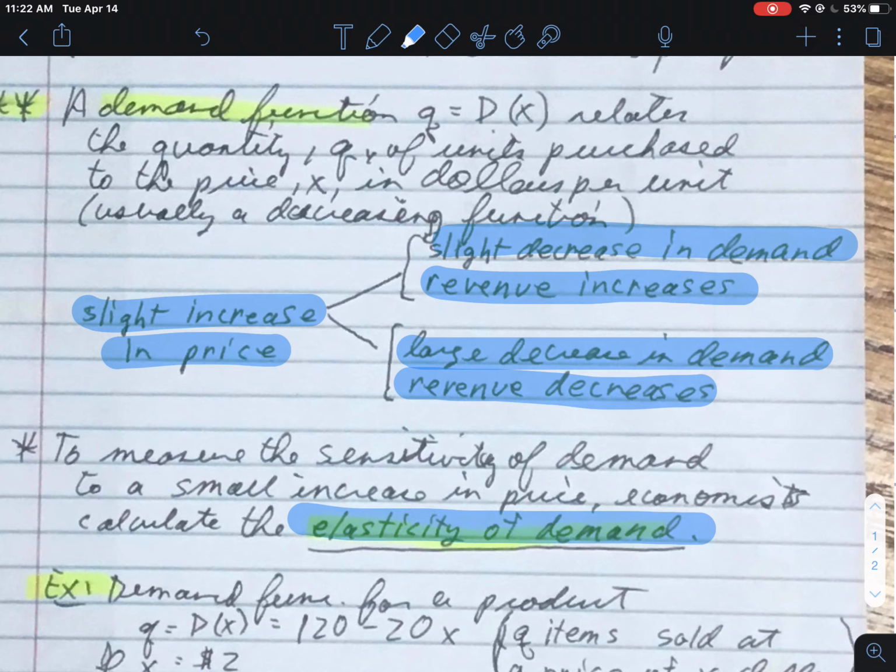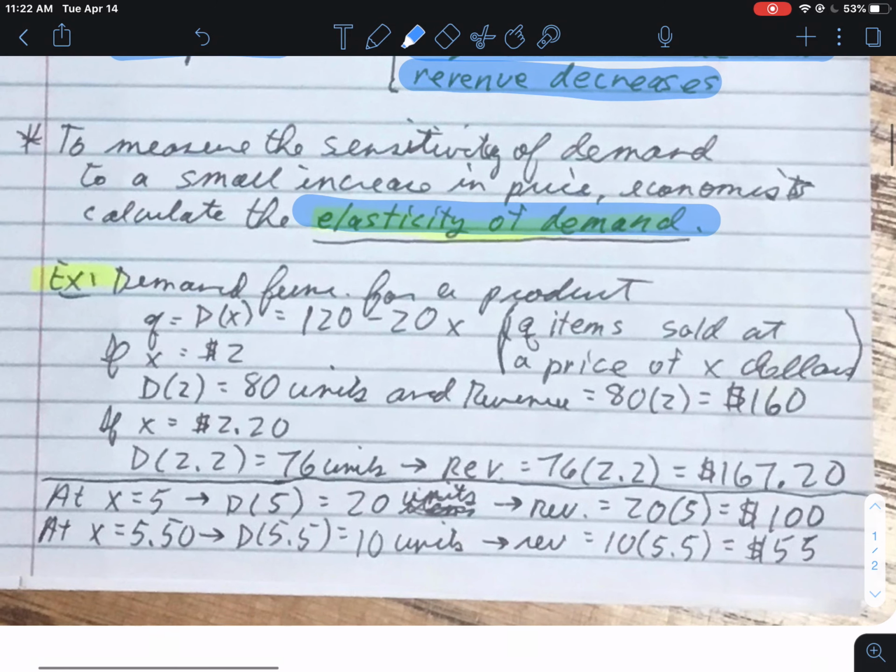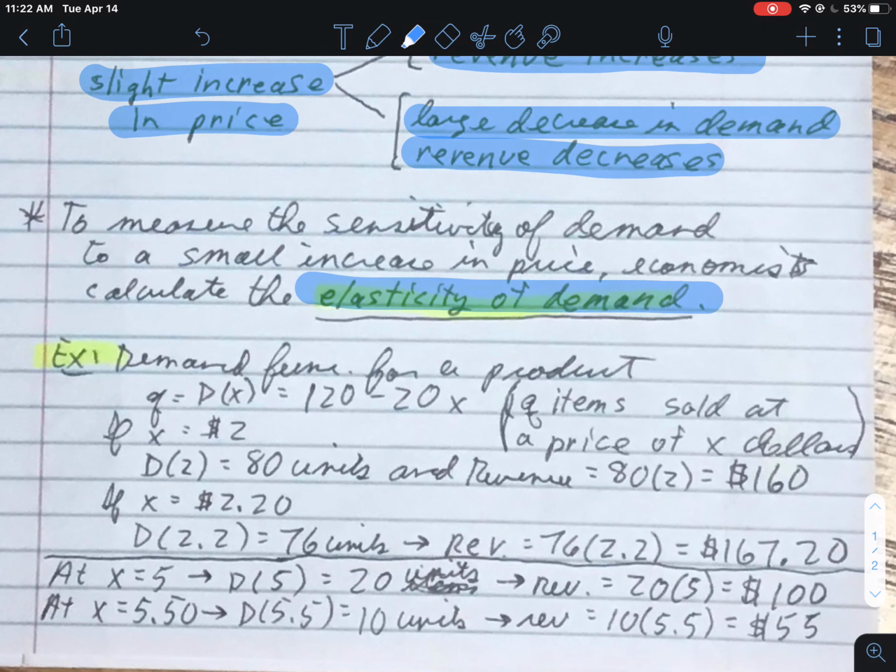So the elasticity of demand is the relationship between the demand and that increase in price, or how the increase in price affects the demand. For example, and this is a little basic example, and I'll get into more interesting examples as we go forward, let's say I have a demand function for a product, Q or D of X equals 120 minus 20X. That's our demand function. Q is the number of items sold at a price of X dollars.